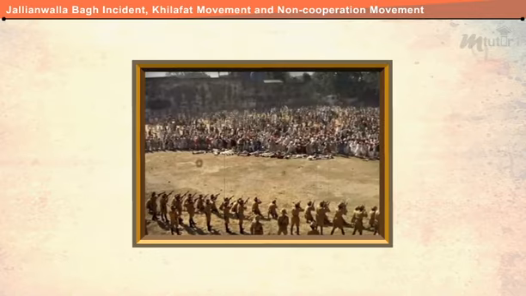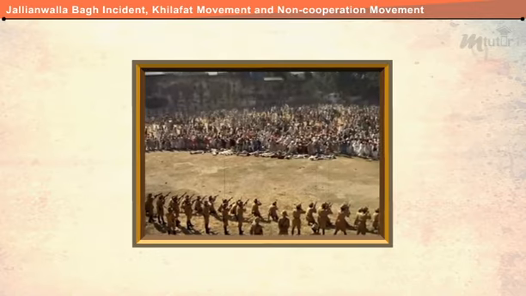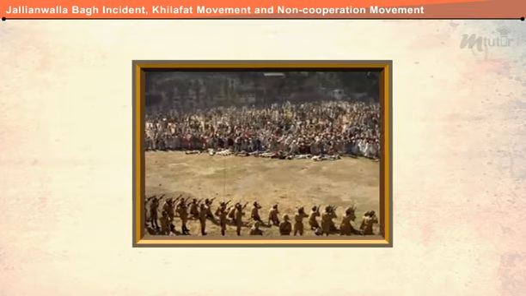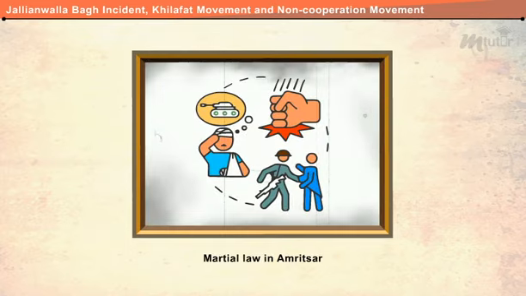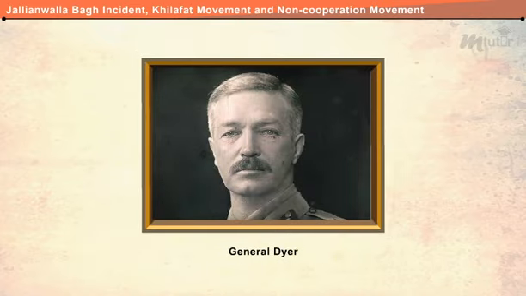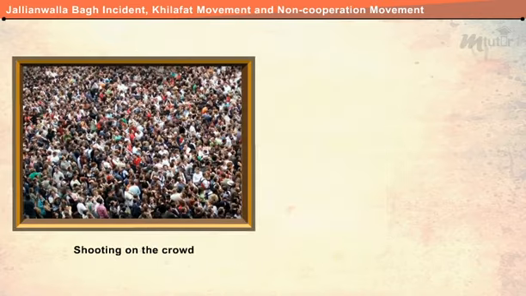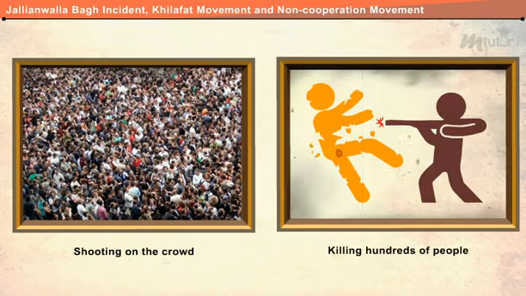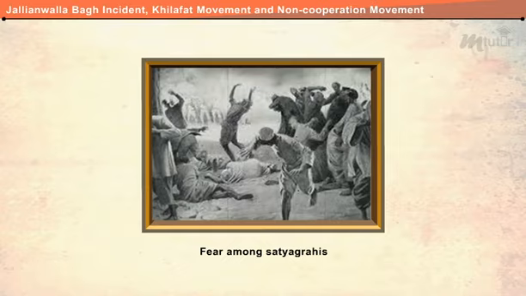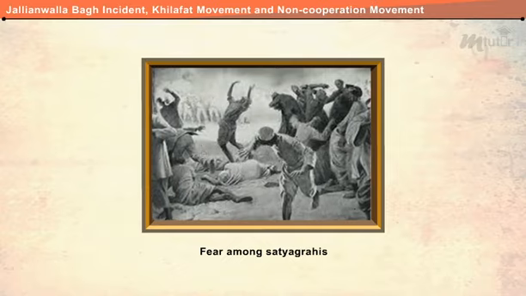Some people came to protest, while others came to participate in the annual Baisakhi fair. Many villagers were not aware of the martial law, which was imposed in Amritsar. General Dyer, who entered the area, blocked all the exit points and started shooting the crowd, killing hundreds of people. Later he announced that the shooting was to create fear among the Satyagrahis.